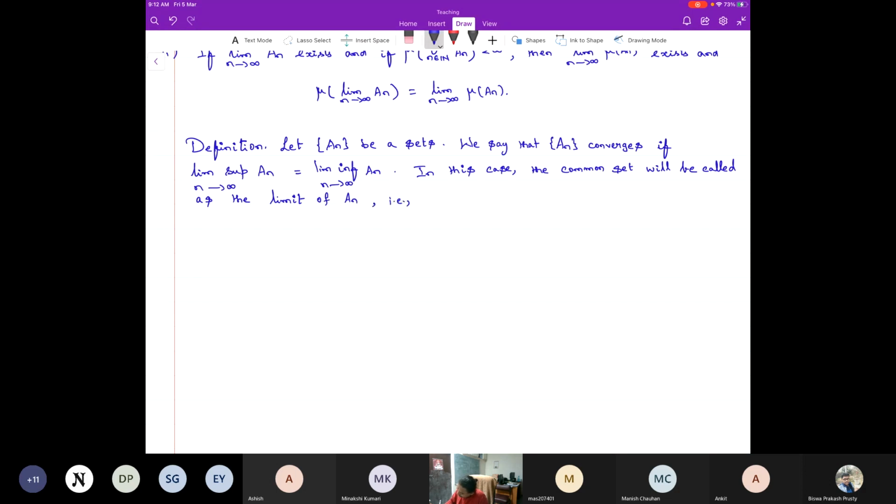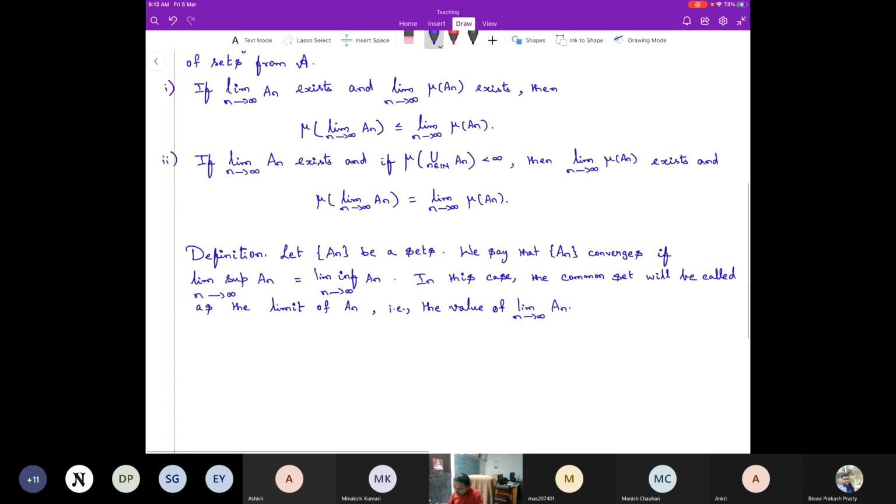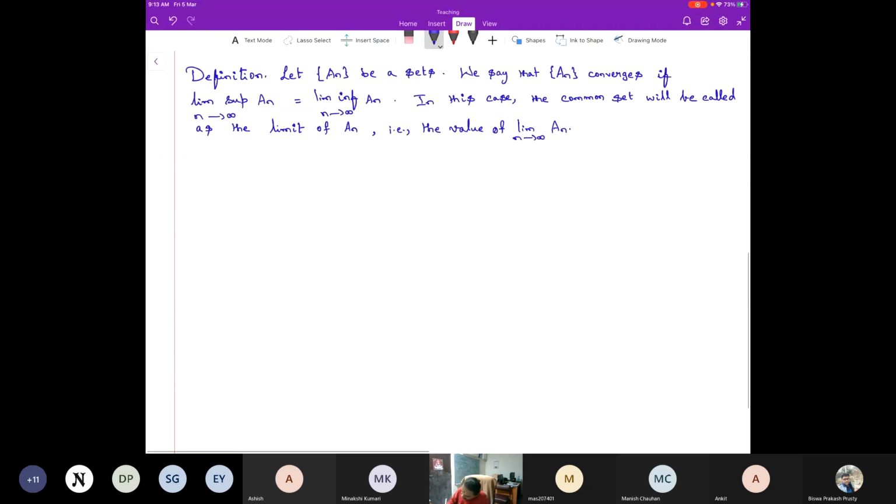That is the value of limit n tending to infinity A_n. Yes. So this common set, lim sup or lim inf of A_n. So if these two sets are one and the same, then you say that the sequence A_n converges, and this common set will be called the limit of A_n. Right. So that's what is meant in these two. Right. Now let's get into the proof.